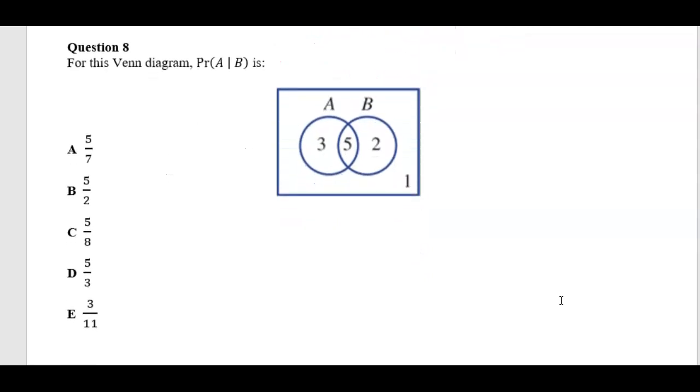Okay, question 8. For this Venn diagram, the probability of A given B. So this is a conditional probability formula. So probability of A given B is equal to the probability of A and B over the probability of B.